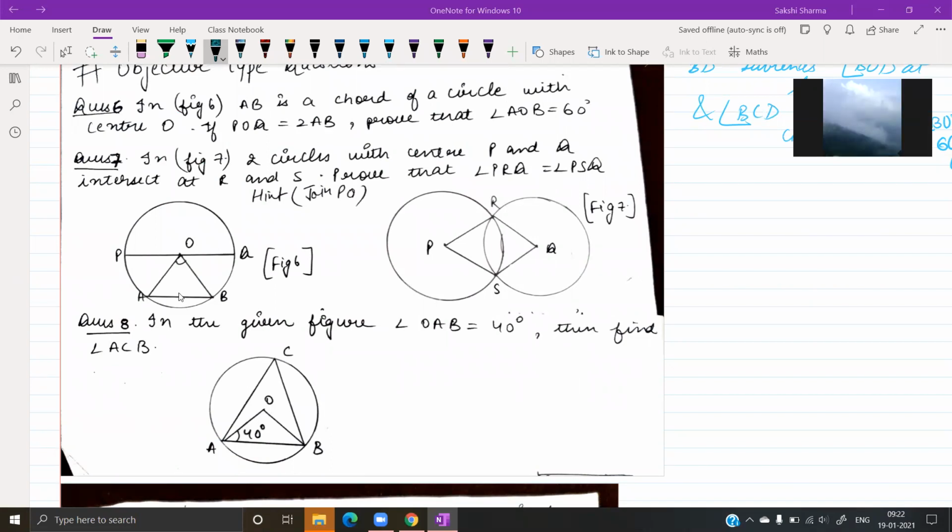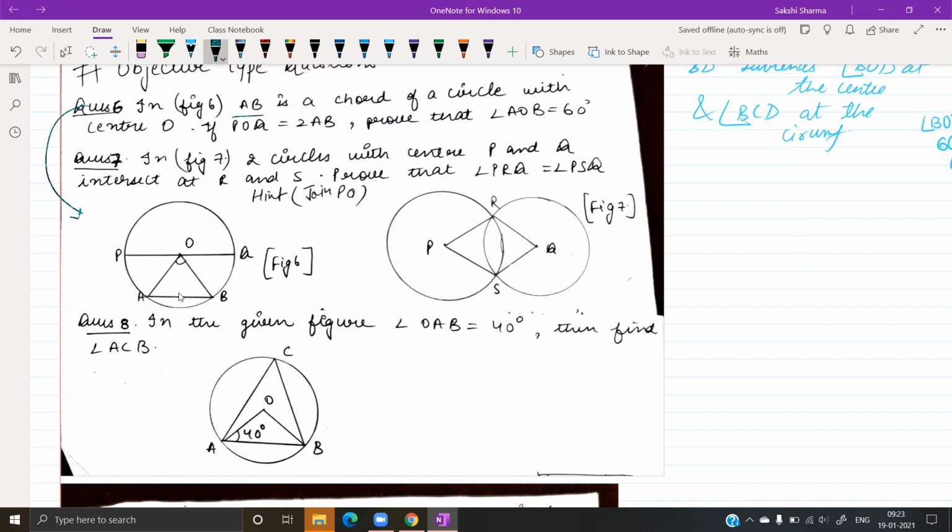Question number 6, figure is given here. AB is a chord of the circle. The center is O, and as you can see, PQ is the diameter. You're given that PQ equals twice AB. This is actually a line segment. Line segment का name इस तरह से लिखा हुआ है. PQ is equal to twice AB.